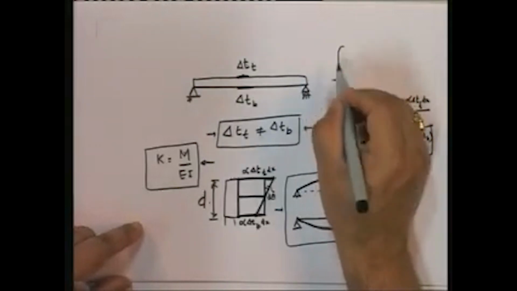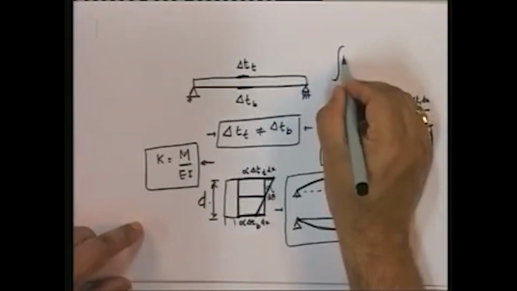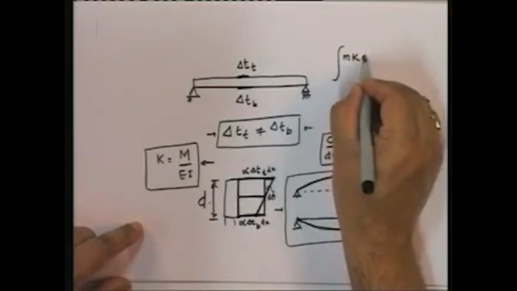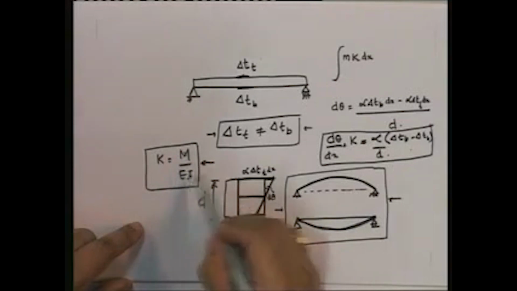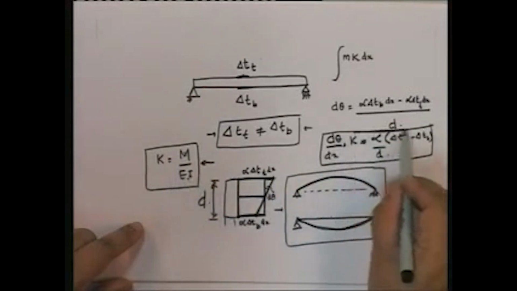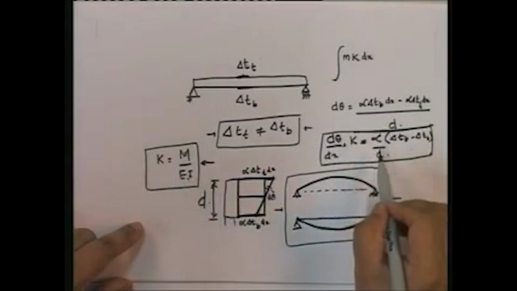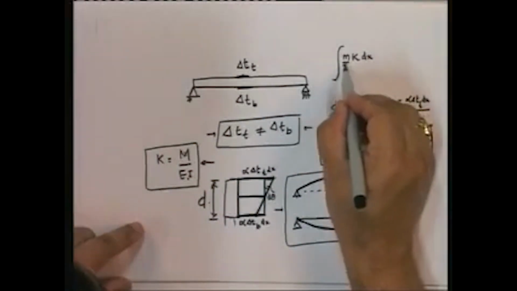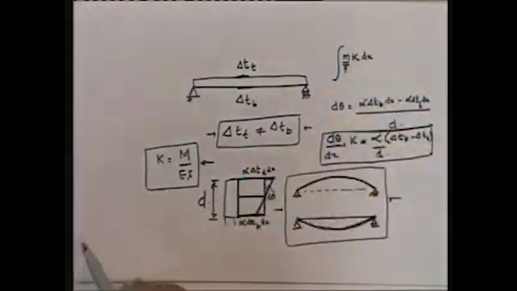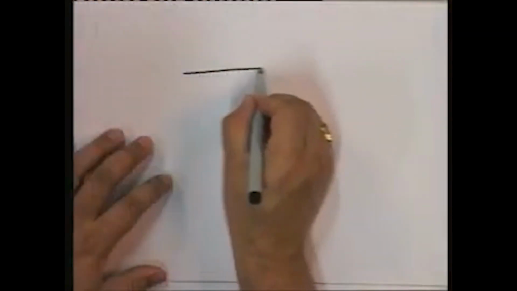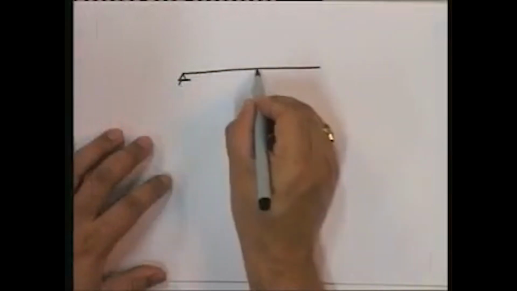Virtual work gives us the integral of m kappa dx. So whether that kappa is due to M upon EI or whether it is due to differential temperature, it makes not one bit of difference. This is the virtual moment established due to the virtual force system that we develop in the structure. So let me now go back to the problem that we were looking at originally, and let us take this situation.